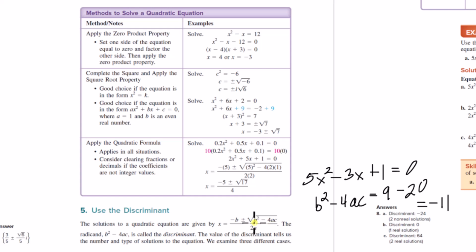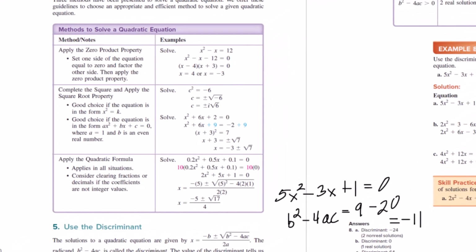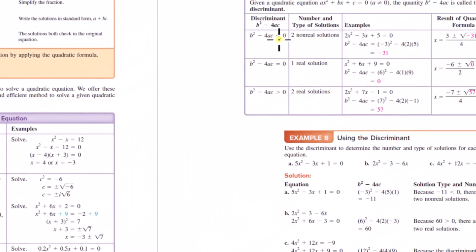discriminant is 0, well, then you're going to have just one solution, and it's going to be a real solution. If the discriminant is positive, you're going to have two solutions, and they're both going to be real. If the discriminant is negative, you're going to have two solutions, and they're both going to be complex with imaginary parts. So that's what they talk about here, right?